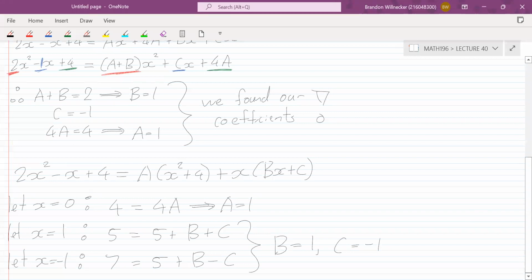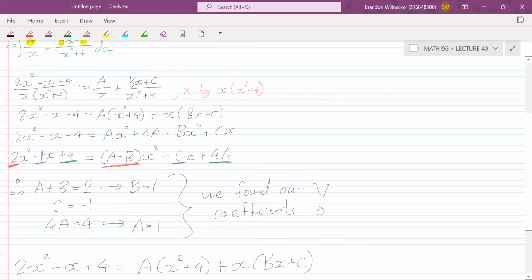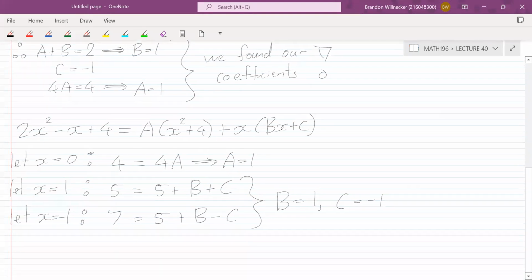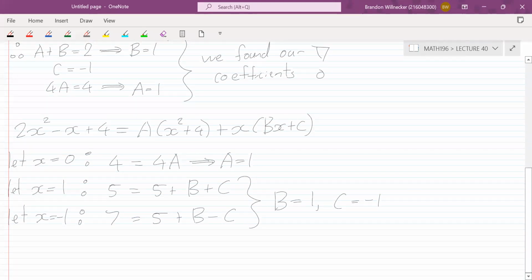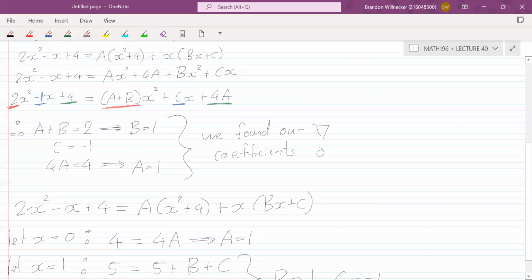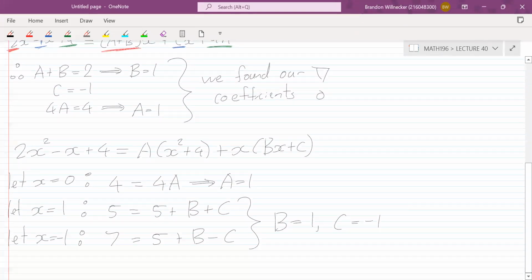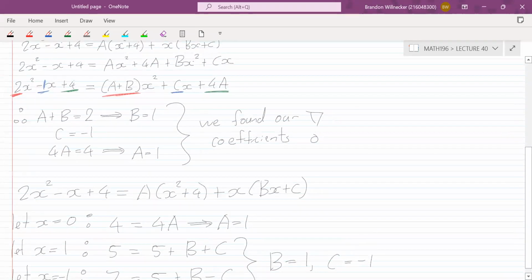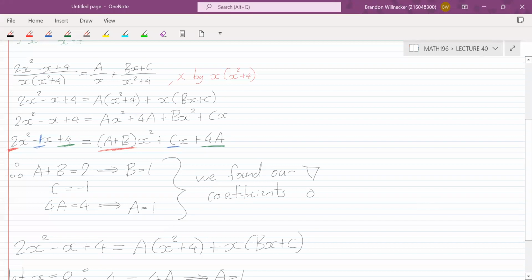Okay, so you can use either method. You can either expand everything out and compare coefficients, or you can choose different values of x and then solve simultaneously. Either way, you're going to be solving simultaneously, but sometimes it's easier to use one method over the other. I'm going to leave that to you to pick which one you like, but I would stick to one method.